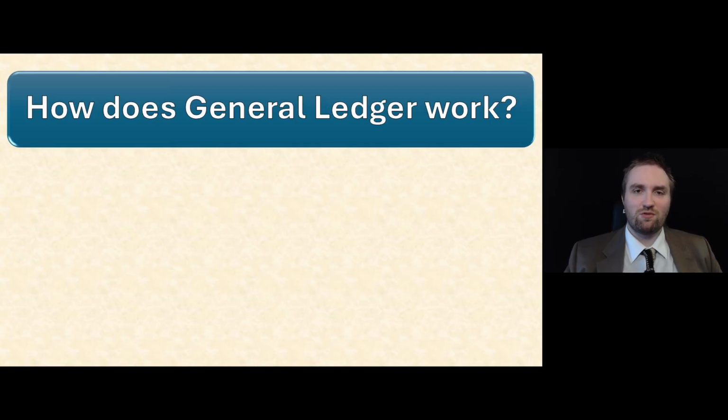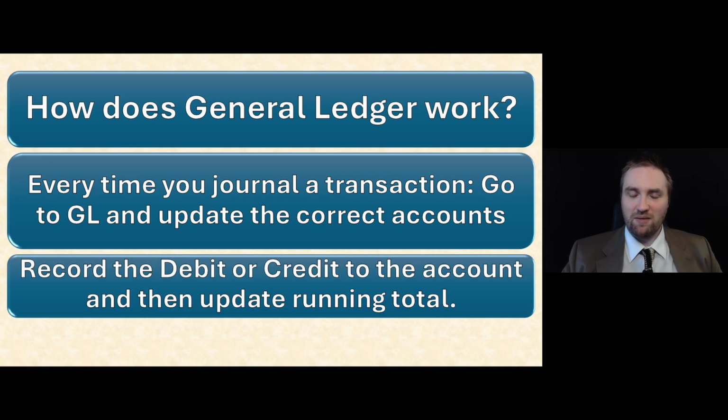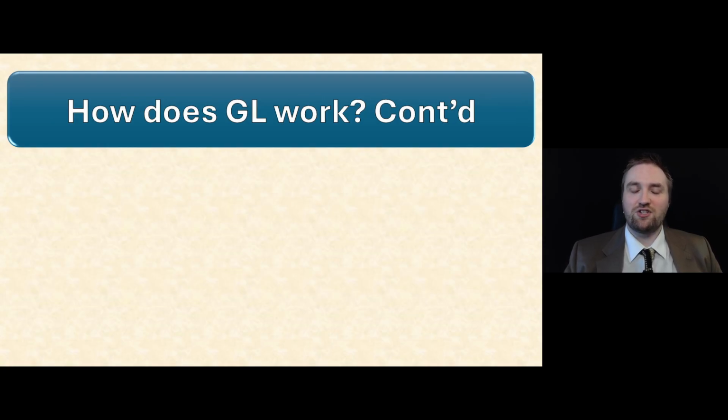So, how does the general ledger work? In short, every time you journal a transaction, you then go to the general ledger and update the accounts that were changed in that transaction. For example, if you have a transaction where you debit cash $200 and credit sales revenue $200, you would journal that, then head over to the general ledger and update both of those accounts, debiting cash and crediting sales revenue balances by $200. In fact, that's how the general ledger works.